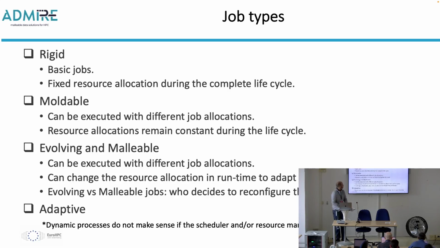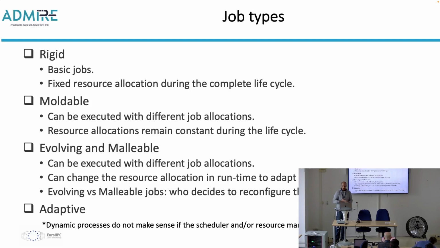Also, it's important to note the different types of jobs we can find when we are working in dynamic environments, which are rigid, moldable, evolving, malleable, and adaptive jobs. The first type refers to those processes that always have the same configuration. Configuration means the same amount of resources, the same resource allocation. This is the most basic job and has the same configuration in every system.